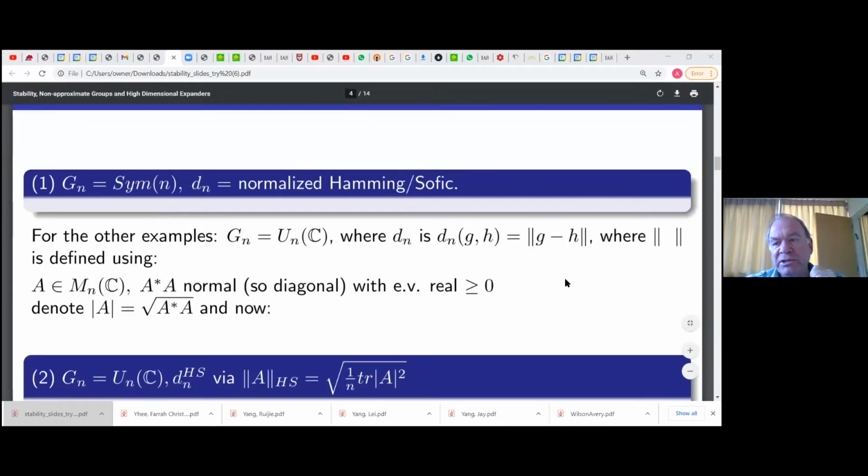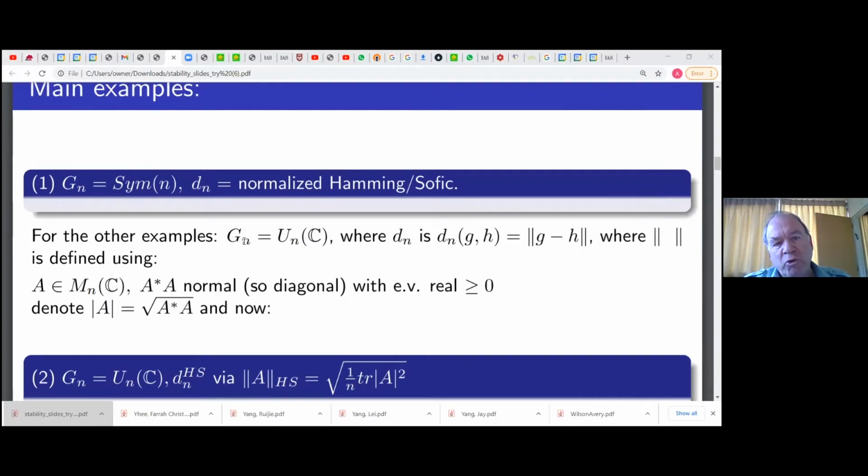All the examples I will discuss today will be with the same group. The group will be the unitary group of complex n by n matrices, but I will take different metrics. And you will see that this question is very sensitive to which metric is taken.